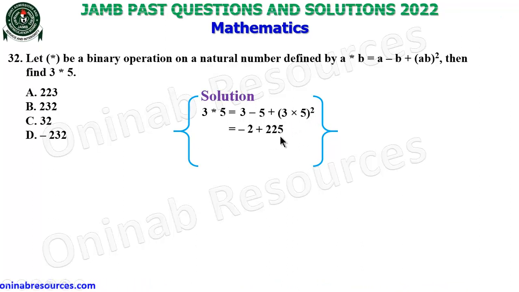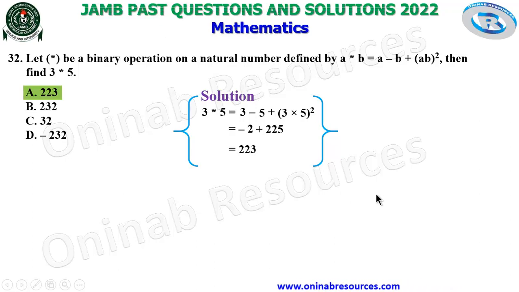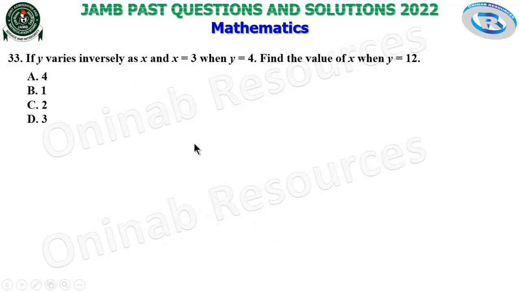3 minus 5 is -2, plus 225, because 3 times 5 is 15, and 15 squared is 225. So -2 plus 225 gives 223. 223 is option A. And that's the end of solution to problem 32. We then go to problem 33.